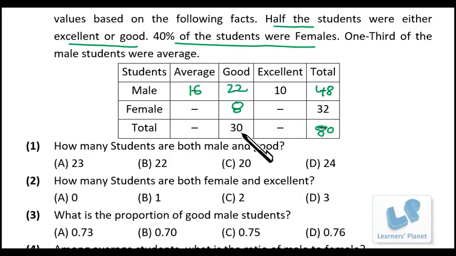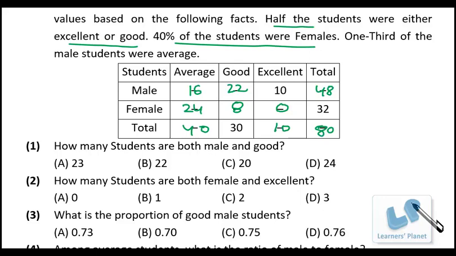So if this is 30, that should be 10, right? So 30 plus 10, 40. Half of the students, that is half of 80, that is 40, should be good or excellent. So if this is 10, this is 10, that means this is 0, right? So if this is 8, this is 0, this is 32, that means this should be 24, right? And this should be 40. Okay. So now the table is completely filled up.